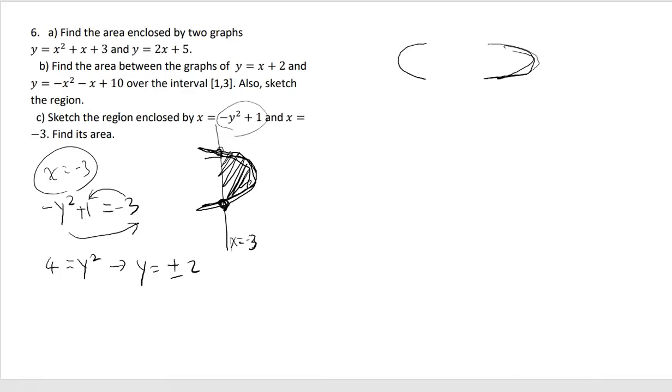So now we know the 2 points. The coordinates are negative 3 comma negative 2 for this one, and this point will be negative 3 comma positive 2. We know that the x coordinate is negative 3 because this vertical line is x equal to negative 3.